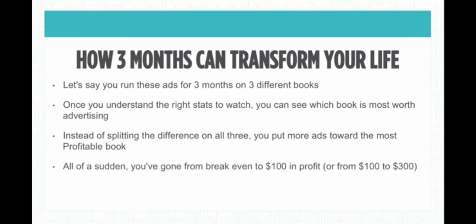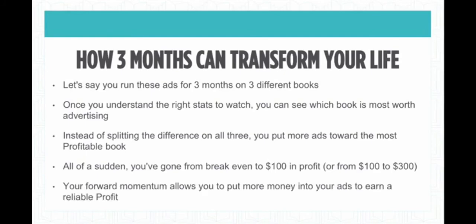Then all of a sudden, you've gone from break even to $100 a month in profit, or from $100 a month to $300, because you focused on the one that was going to get you the highest return. Now, your forward momentum allows you to put more money into your ads to earn a reliable profit. So you get from that 0 to 100, then you can put more ads. You get from that 100 to the 300, you can put more ads. So you want to keep putting more ads into the most profitable books to earn that return.